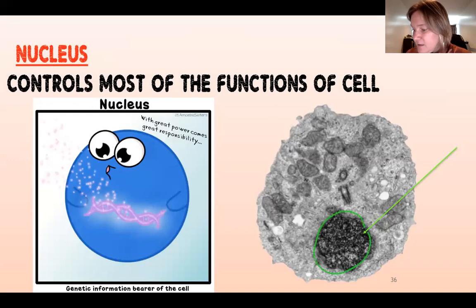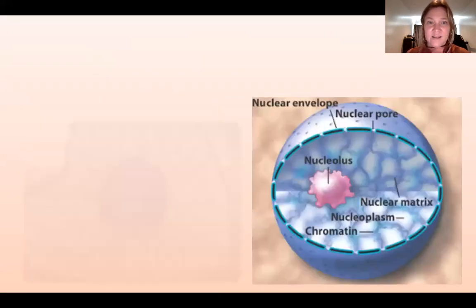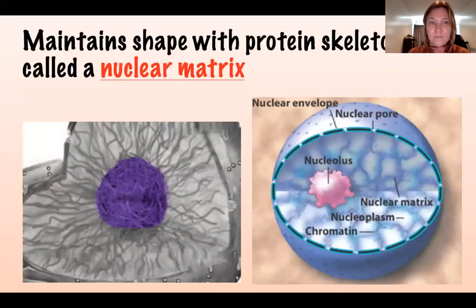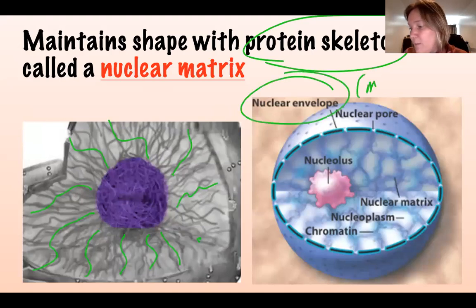You can see this is the nucleus, a very dark, large area of the cell, and it controls most of the functions of the cell. You can see from this diagram that you've got all of these squigglies. This is something called a nuclear matrix. It's basically a protein skeleton which helps maintain the shape of the nucleus. And the last two things you can see, there's a nuclear envelope. That's what we call the membrane of the nucleus.